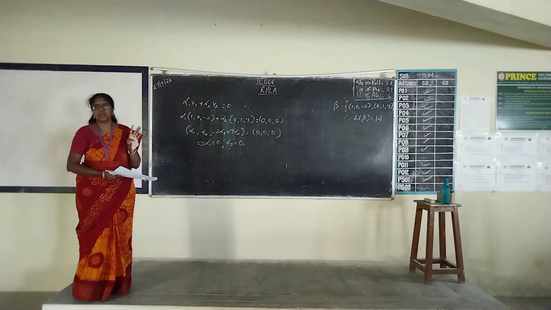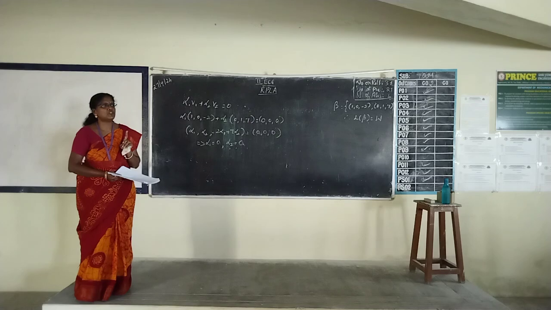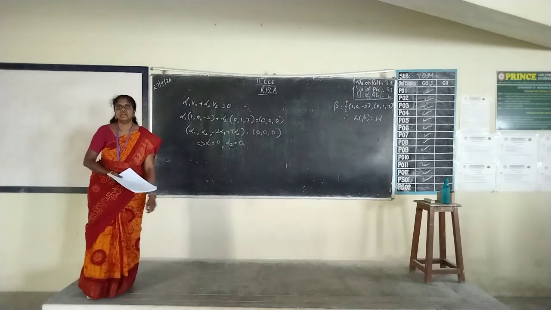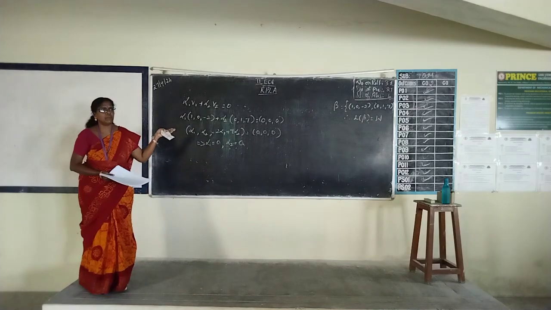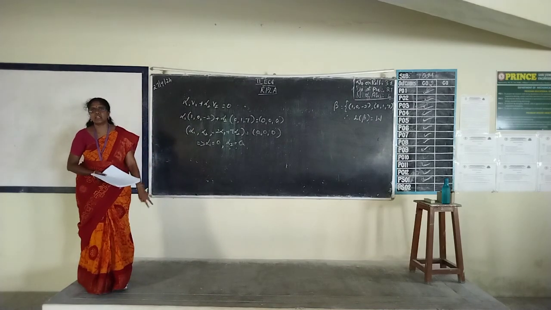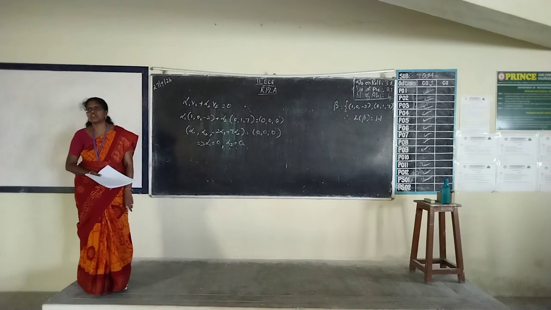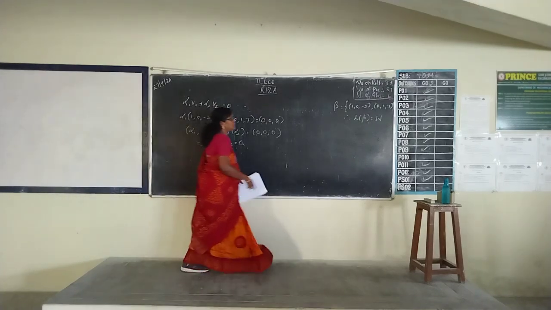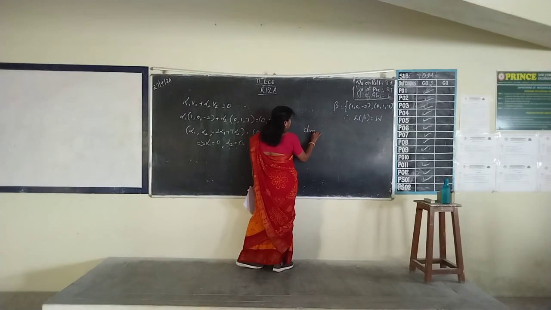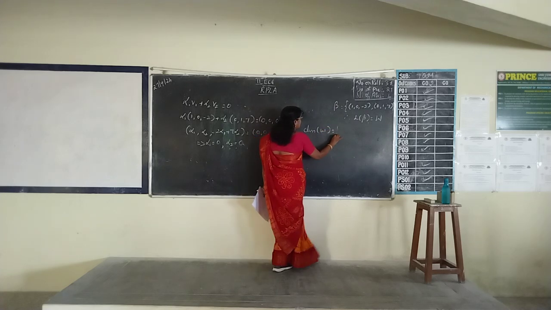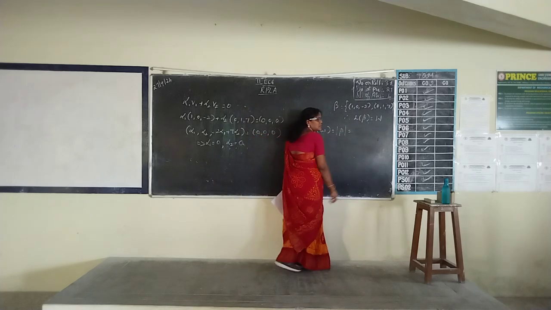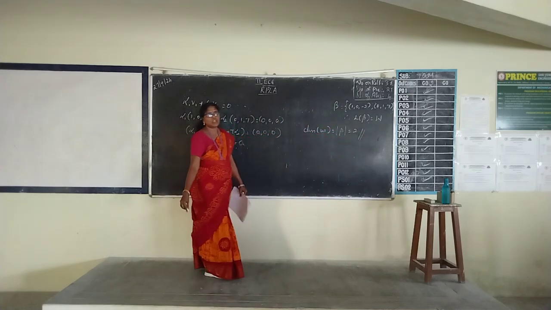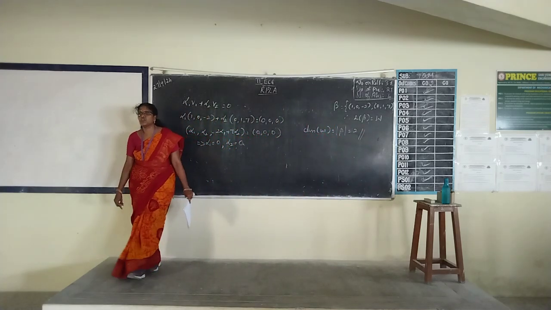What is the fourth condition? Dimension of W should be equal to the cardinality of beta. What is the cardinality of beta? How many elements are there in beta? 2. So what is the dimension of W? 2. Final conclusion: hence, dimension of W, which is equal to the cardinality of beta, is equal to 2.